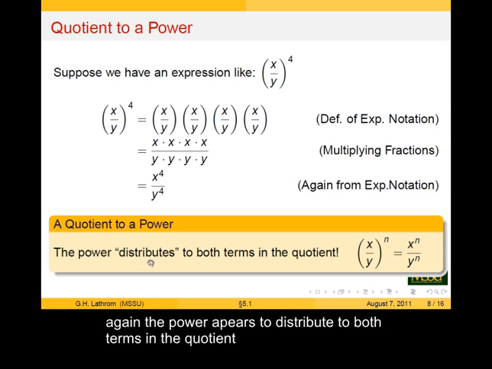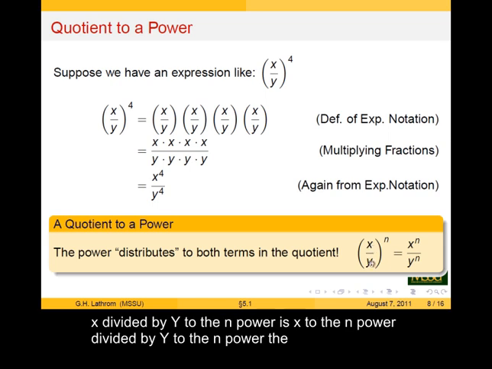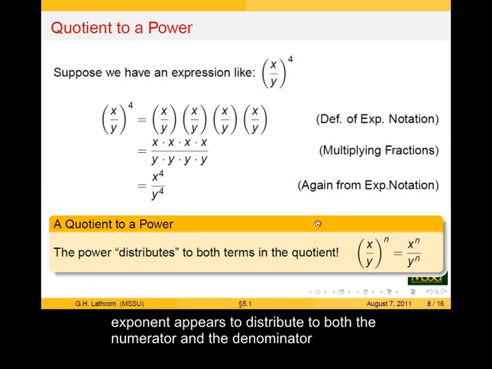So what's the punchline for our quotient to a power? Again, the power appears to distribute to both terms in the quotient. X divided by y to the n power is x to the n power divided by y to the n power. The exponent appears to distribute to both the numerator and the denominator.